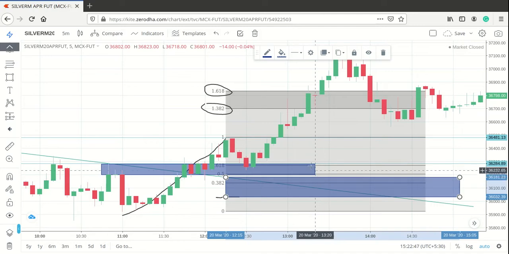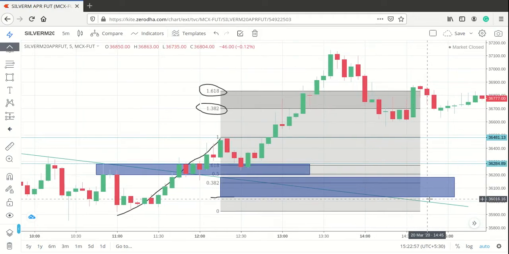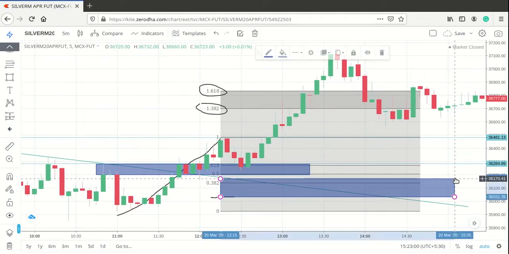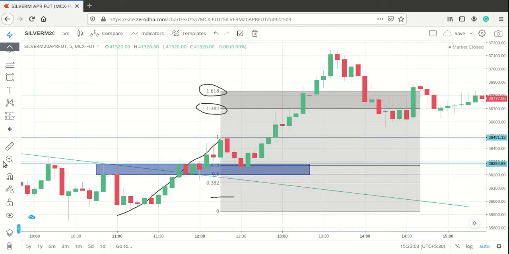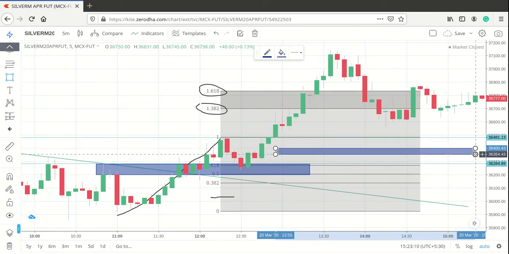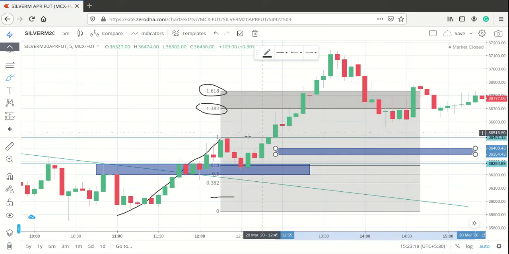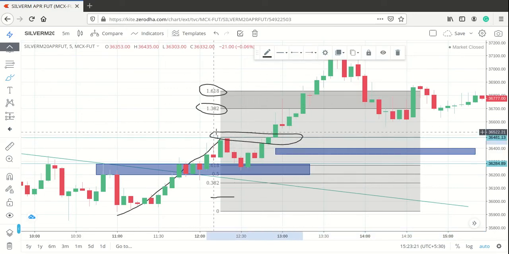After this, when the price moves and the previous high has been broken, you can bring your stop loss from here to somewhere around here. When the previous high has been broken, okay, when this level has been taken out, you can trail the stop loss over here.